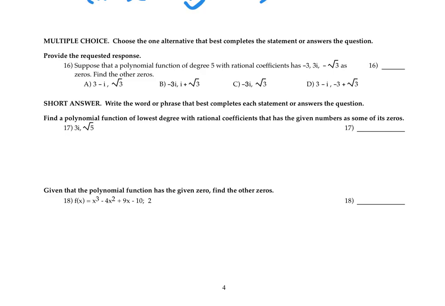3i does have a conjugate. That would be -3i, which would be that right there. So it's either B or C, and then negative radical 3 has a conjugate of positive radical 3. So then that would be C. So either i's or radicals have conjugates.